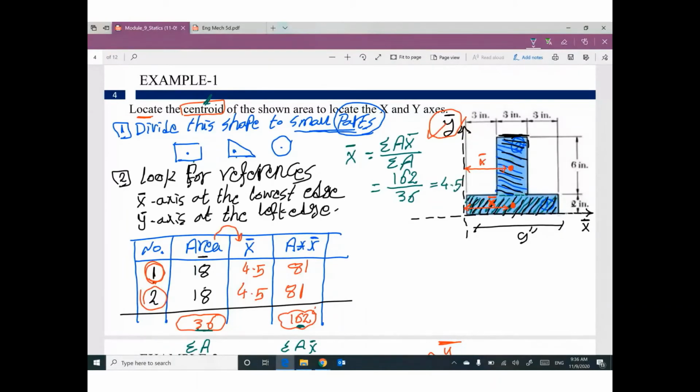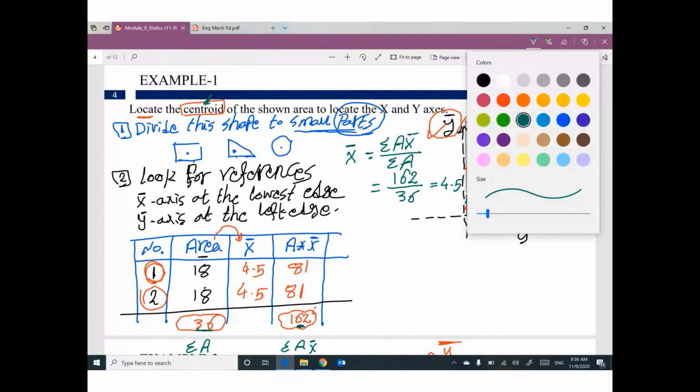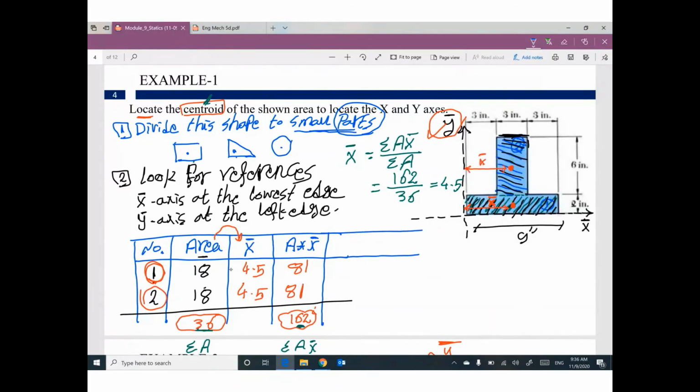Wait a moment. I will extend this table to y bar and the area times y bar. Guys, go back to part number 1. What is the distance y between this centroid and your reference? Do you know what is the vertical distance y bar? I think this distance between the centroid of part number 1 and the reference, you assumed this vertical distance will be 1 inch.